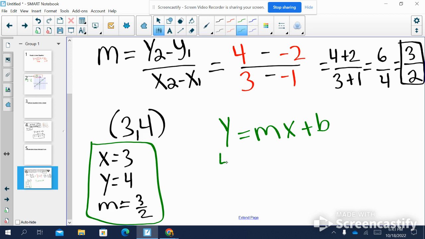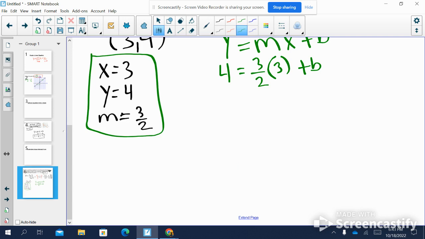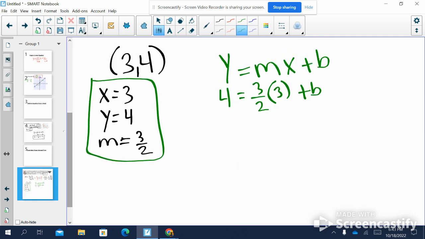So for y, it equals 4. m is 3 over 2. x is 3. And we don't know b, but we'll figure it out in a moment. Now I'm going to do some multiplication. The 4 stays. 3 times 3 is 9, divided by 2 is 4.5. And we have our positive b, or plus b.